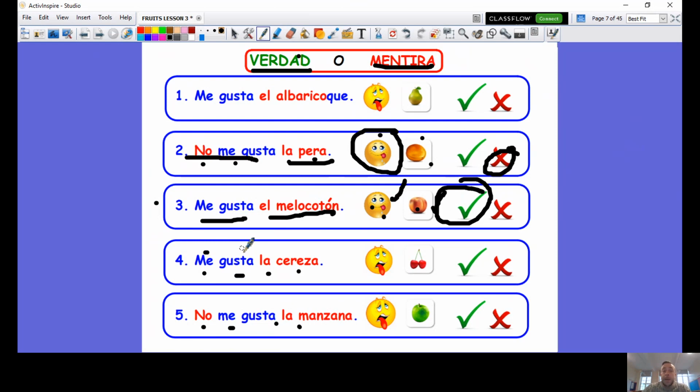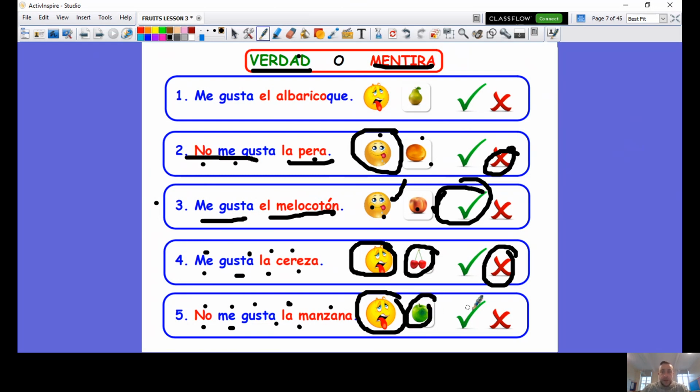Number 4. Me gusta la cereza. Well, that's definitely la cereza, isn't it? Me gusta. Oh, that's definitely not a me gusta face. So me gusta la cereza? No, it's mentira. This one says, no me gusta la manzana. That face there is definitely no me gusta. That is definitely la manzana. So this sentence is verdad.